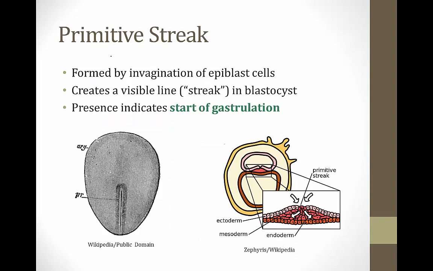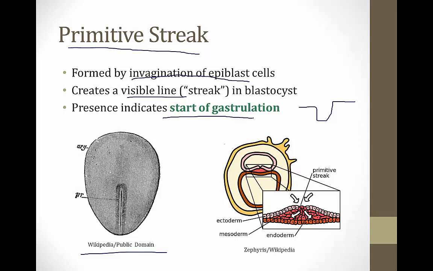Another important step in the process of gastrulation is formation of the primitive streak. The primitive streak is a structure that's formed by the invagination of epiblast cells. Basically, that layer of epiblast cells invaginates like I'm drawing here, and that creates a streak. This is a visible line in the blastocyst that you can see under the microscope. This is an example of a primitive streak shown on the screen here. And what you want to know in terms of Step 1 about the primitive streak is once that is visible, this means that the process of gastrulation has started and the germ layers are beginning to form.